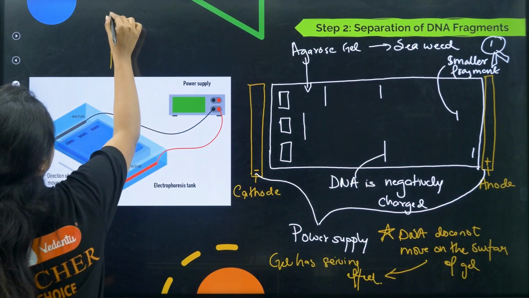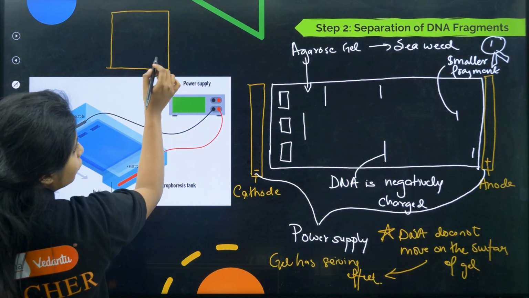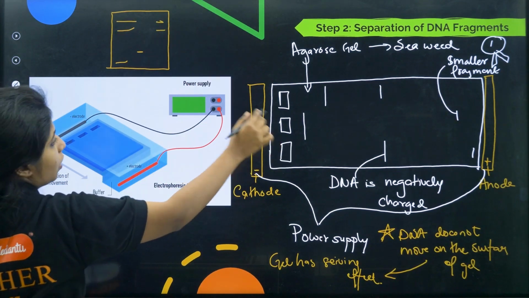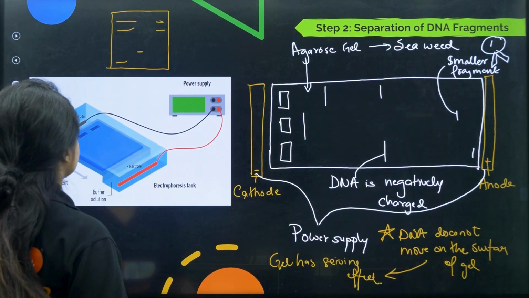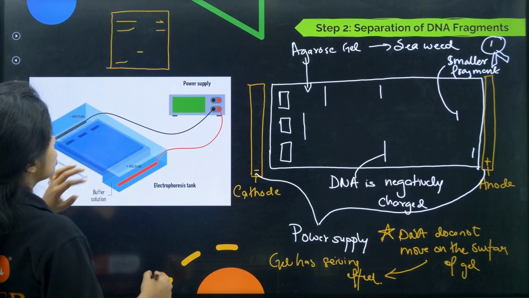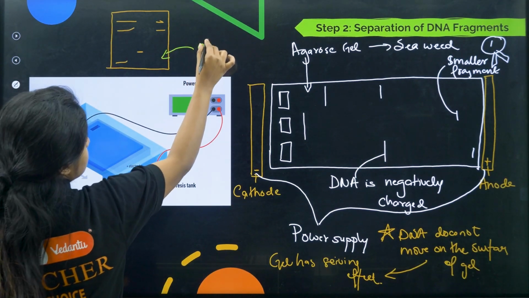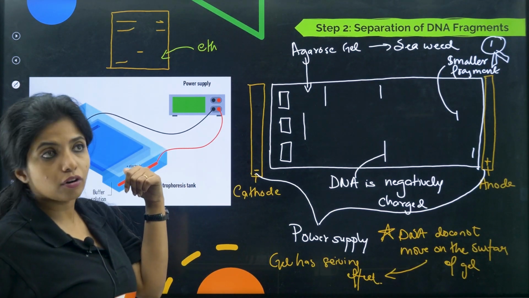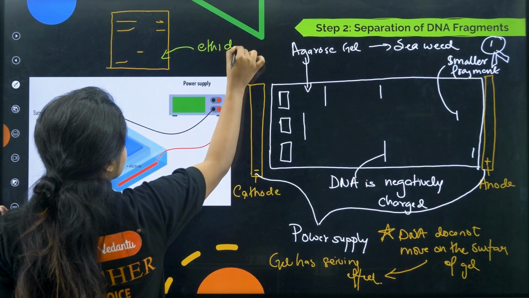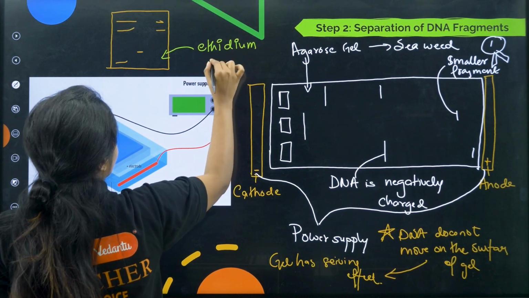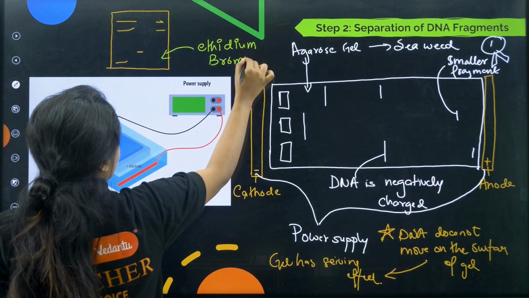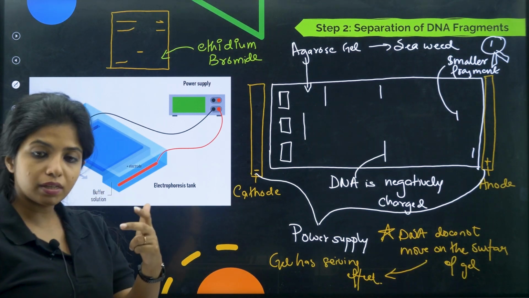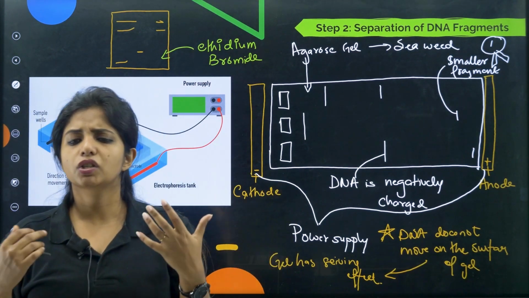Now what will I do, children? Suppose this is a nitrocellulose sheet. I have these smaller fragments over here, larger fragments somewhere over here, just like how it was there. Okay? Now, still it is not visible, so I treat it with, and this is again very important, not the chilled ethanol which I was putting for spooling. Over here I am putting ethidium bromide, which is a stain. Now this enters into the DNA and binds, and that's how it works.